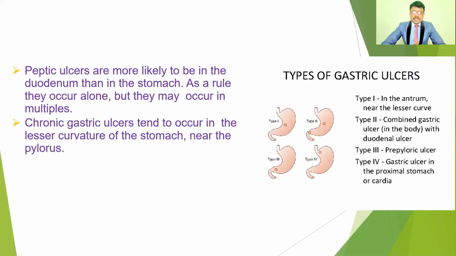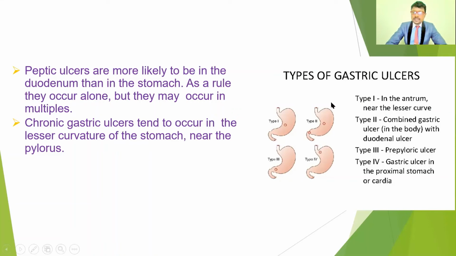Peptic ulcers are more likely to be in the duodenum than the stomach. About 80% of peptic ulcers are seen in the duodenum rather than as gastric ulcers. As a rule they occur alone, but they may occur in multiples. Chronic gastric ulcers tend to occur in the lesser curvature of the stomach near the pylorus. According to their lesions or locations, gastric ulcers are divided into several types.